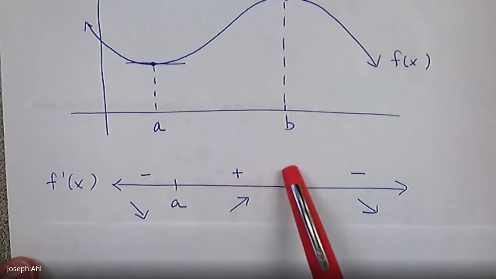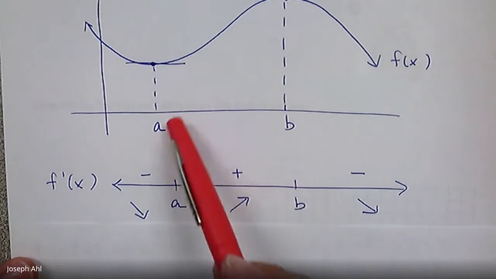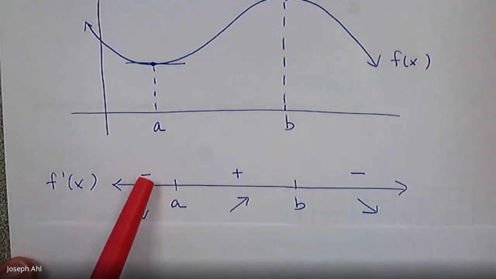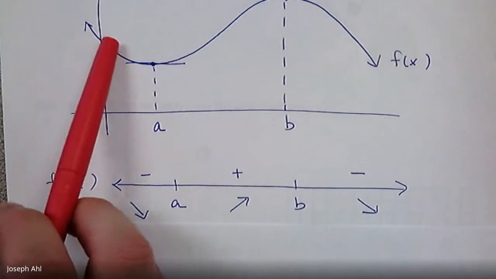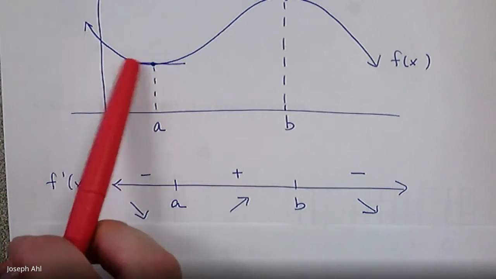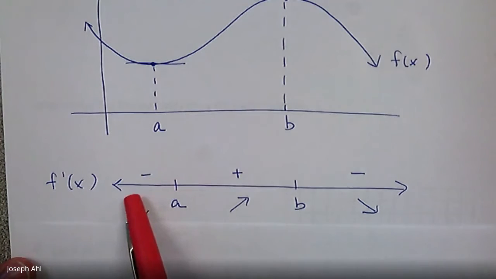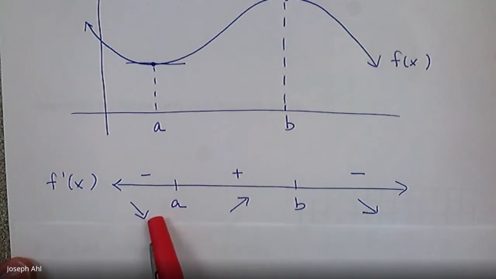The extreme values, the critical points in this case, come from x equals a and x equals b. And to the left of a, we can see that the slopes of the tangent lines are negative. Anything I would draw to the curve to the left of a is going to have a negative slope, which means that the original graph of f of x is decreasing.